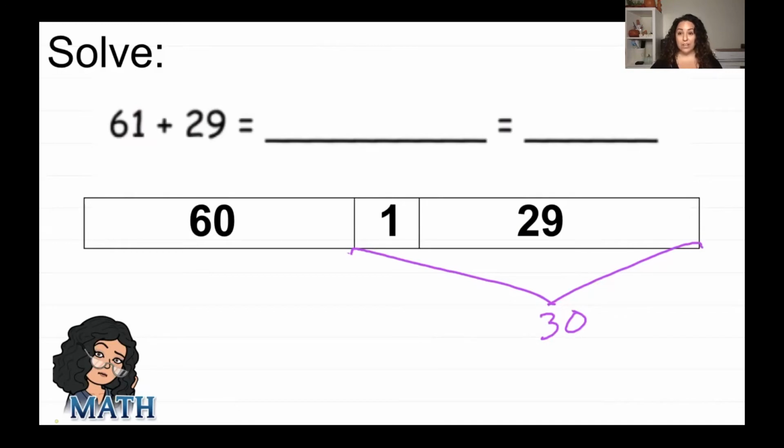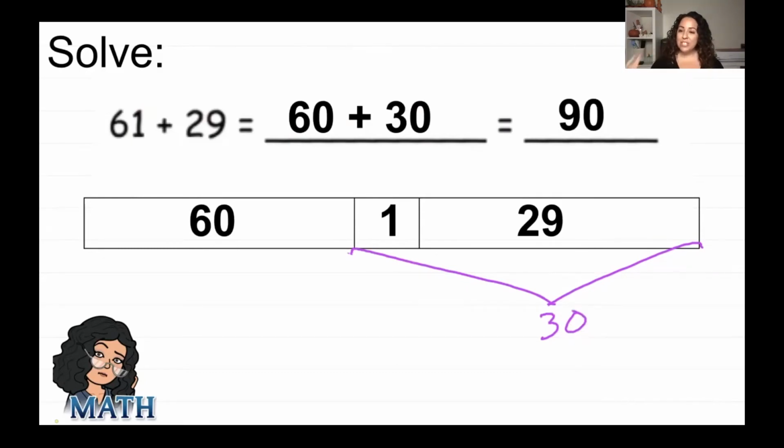So if we look at our equation now, it looks just like that. 61 plus 29 is the same as 60 plus 30. So what's my answer? This I can do in my head, and I can even share it out loud with you. So I have 60, and I'm going to jump 3 tens. So 60, 70, 80, 90. So 60 plus 30 equals 90.